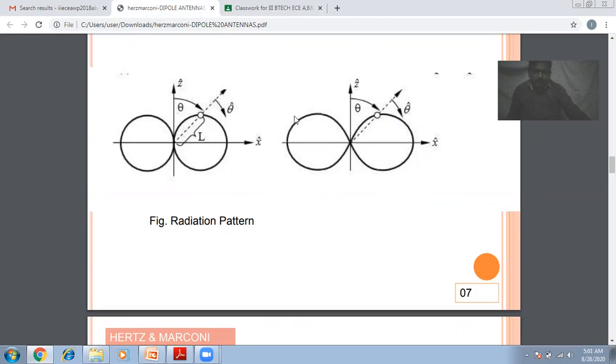For the monopole antenna, that means the Marconi antenna, the radiation pattern is somewhat more directional. If you see, the beam width is decreasing here. Here the beam width is more, but here the beam width is less. If there is less beam width, the directivity is more. On these two sides, it is somewhat elongated compared to this radiation pattern, so the directivity is increasing.